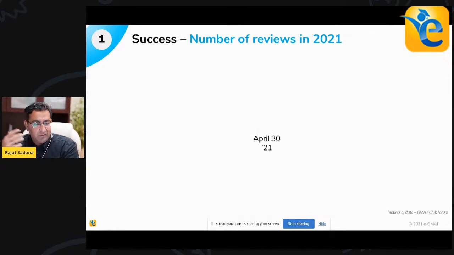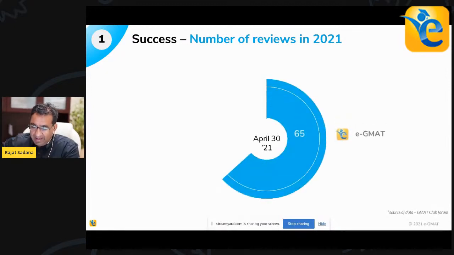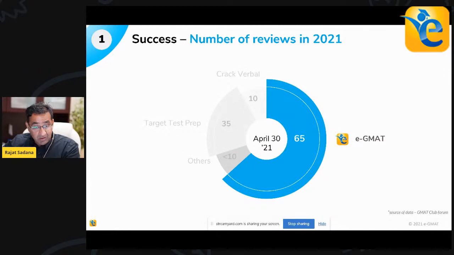So a lot of people really say, okay, you've been a partner for a long time, as of these companies, but what about recency? What about in 2021? So even when you look at data till April 30th or end of April 2021, what you'd find is that we've accounted for the lion's share of reviews. In fact, only two test prep companies have accounted for any significant number of reviews. That's us and Target Test Prep, Crack Verbal to a certain degree, but pretty much everyone else.